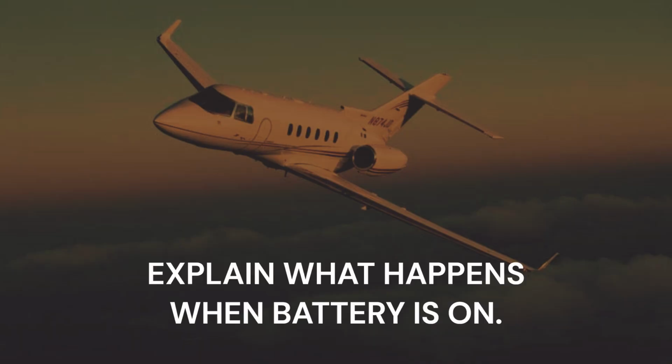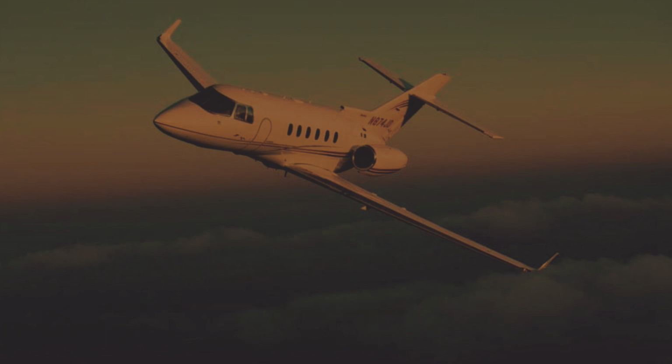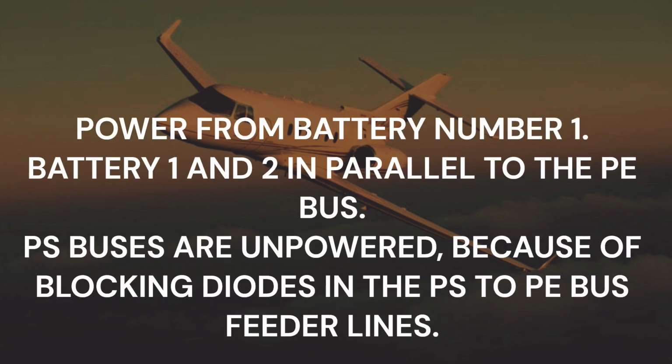Explain what happens when battery is on. Power from battery number 1. Battery 1 and 2 in parallel to the PE bus. PS buses are unpowered, because of blocking diodes in the PS to PE bus feeder lines.